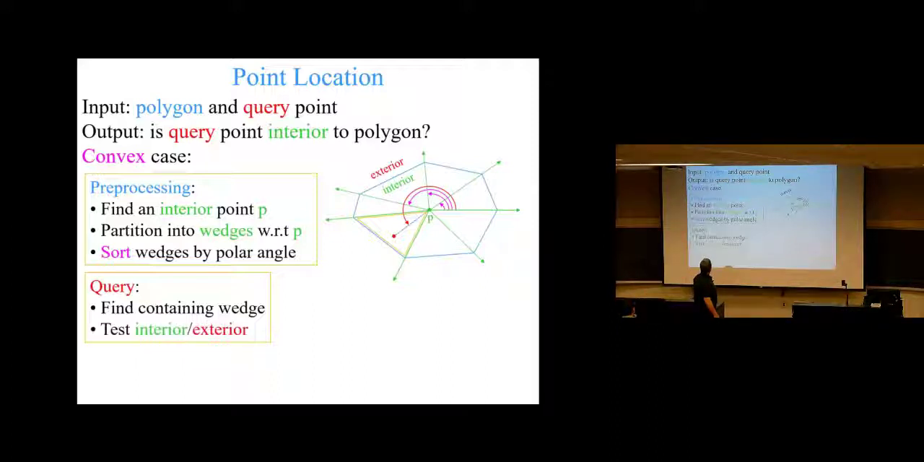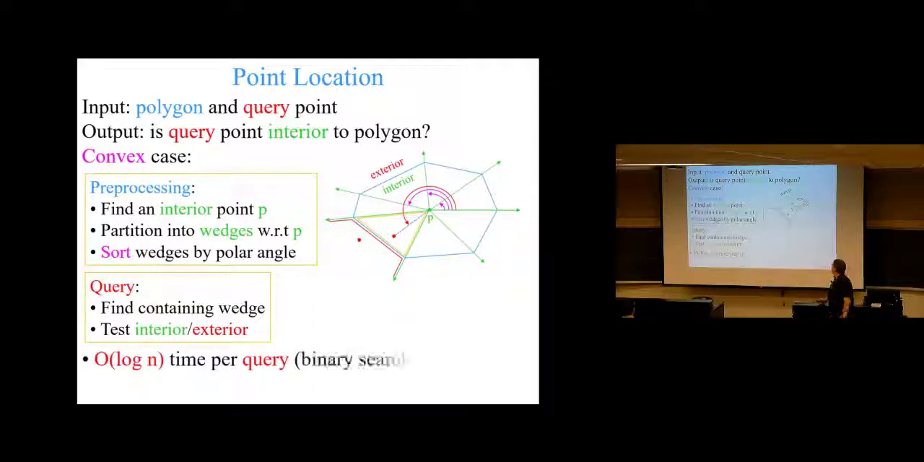So, what does this give us? With some pre-processing, you can tell if a point is inside or outside a given convex polygon in logarithmic time per query, and it's based on binary search. And it presumes within the pre-processing of sorting everything by the polar angle. And how long does it take to do the pre-processing? n log n. By what method?